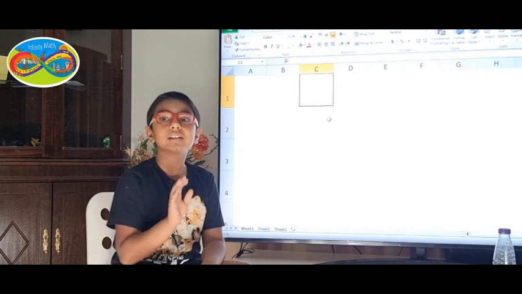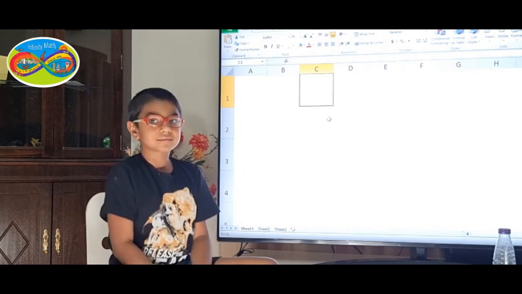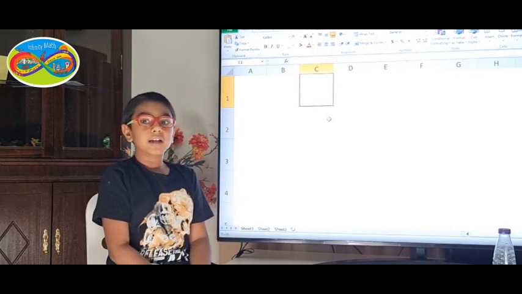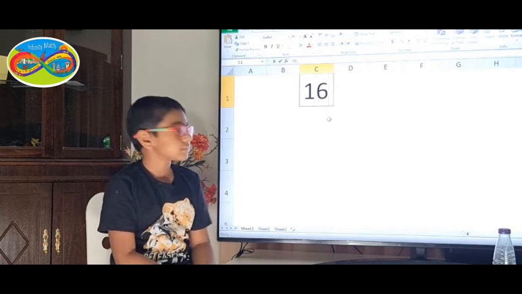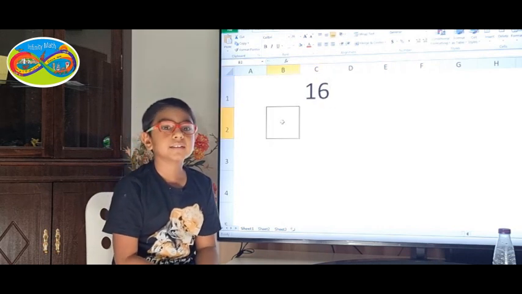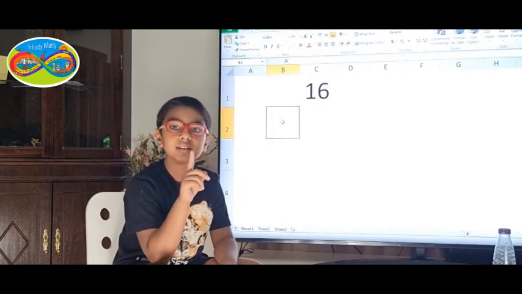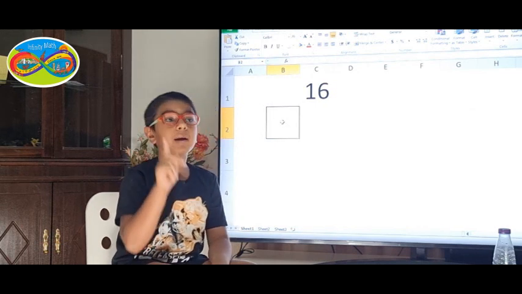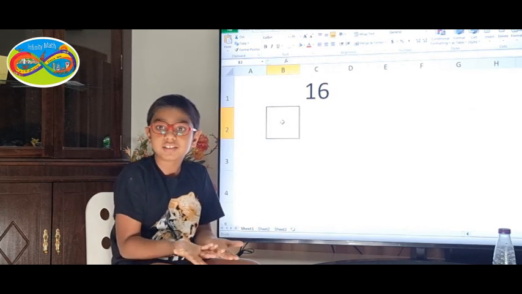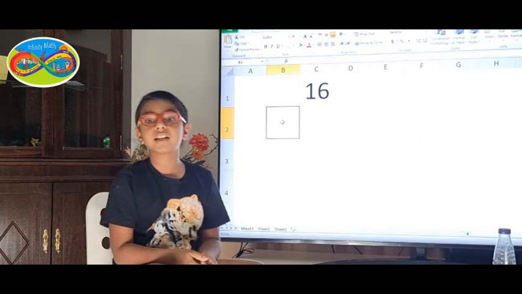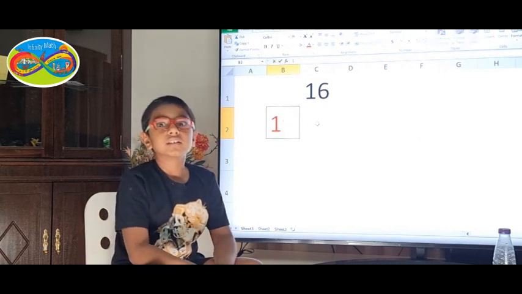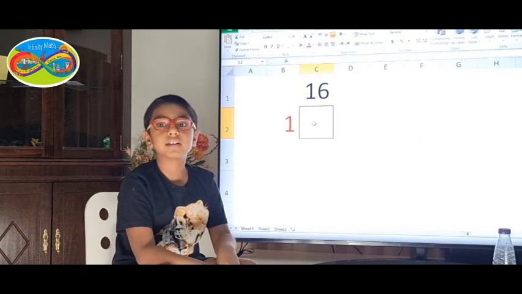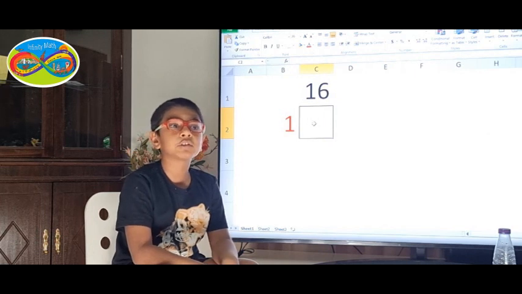So I'll be showing you an example. Let's take, for example, the number 16. We start with 1. 16 divided by 1 equals 16. So yes, 1 passes the test and is a factor. Now the second integer: 16 divided by 2 is 8. Yes, 2 is a factor.